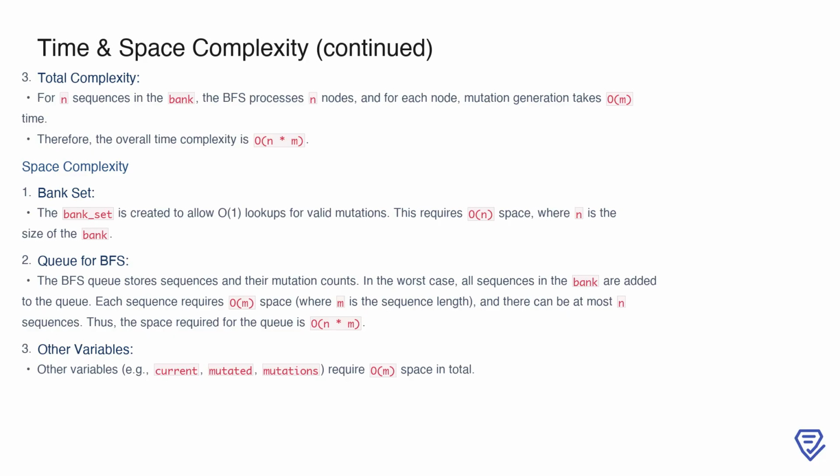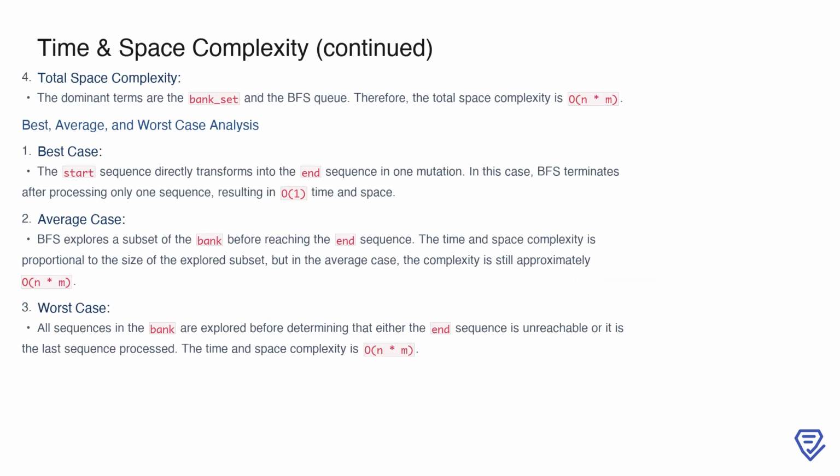Finally, other variables used during BFS, such as those for tracking the current sequence and mutations, require O(m) space in total. These components together define the memory usage of our approach. When we sum up the dominant factors, the total space complexity of the algorithm is O(n*m), due to the bank_set and the BFS queue. Now, let's discuss how this complexity changes across different scenarios.